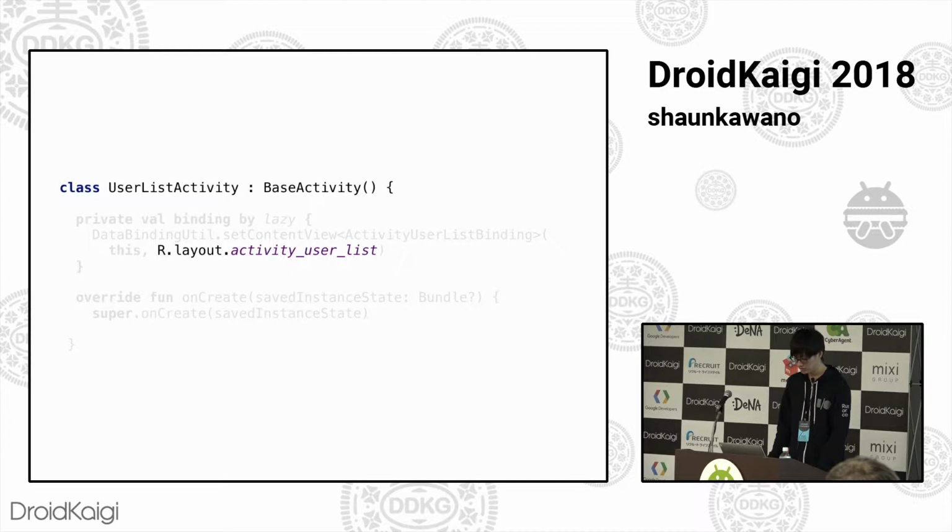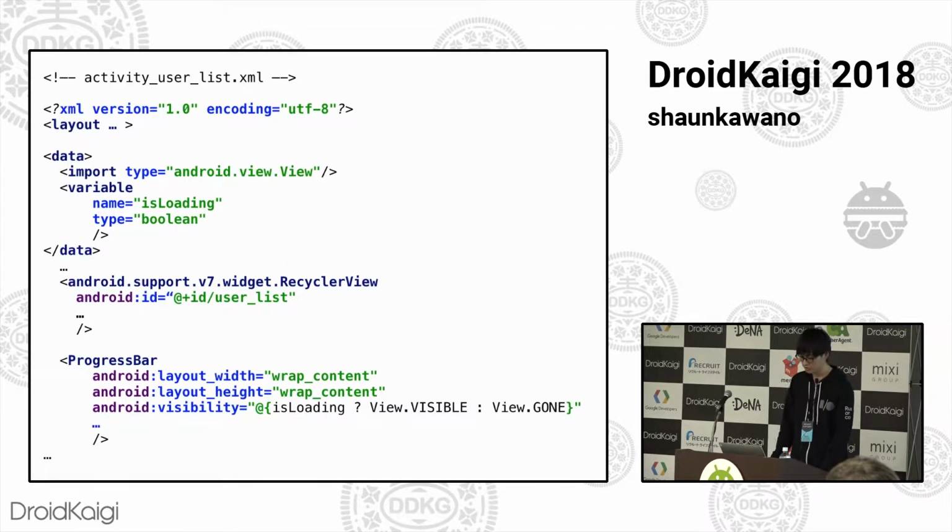And let's see the layout file first. We use data binding to define isLoading variable. And we have, of course, recycler view with the ID UserList and the progress bar, whose visibility is going to toggle based on the isLoading variable.